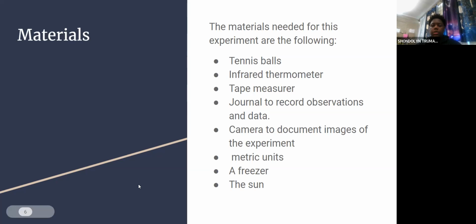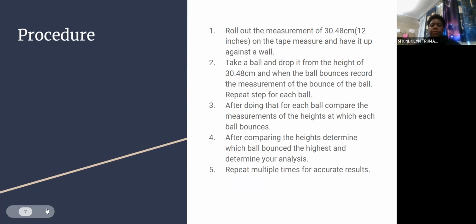These are the materials in my project. This is the procedure I followed in my project.